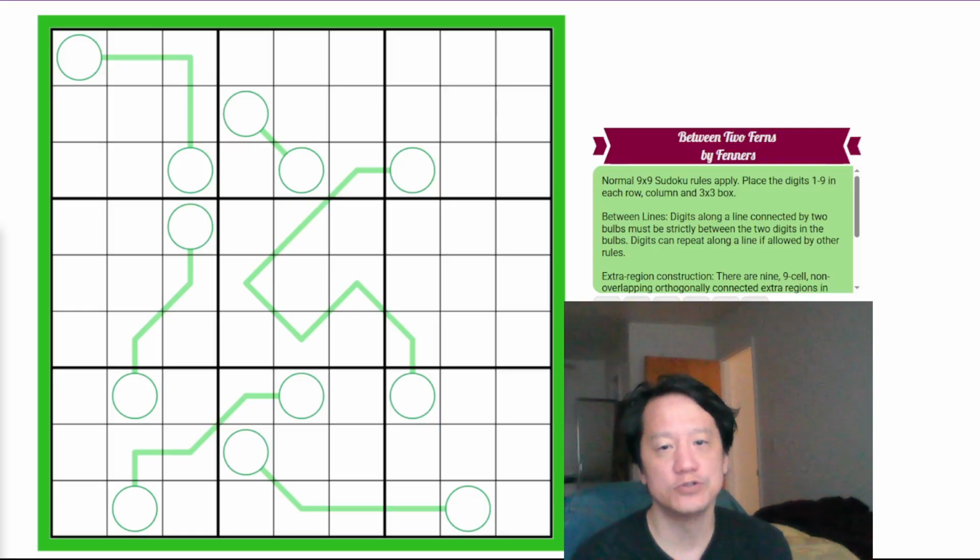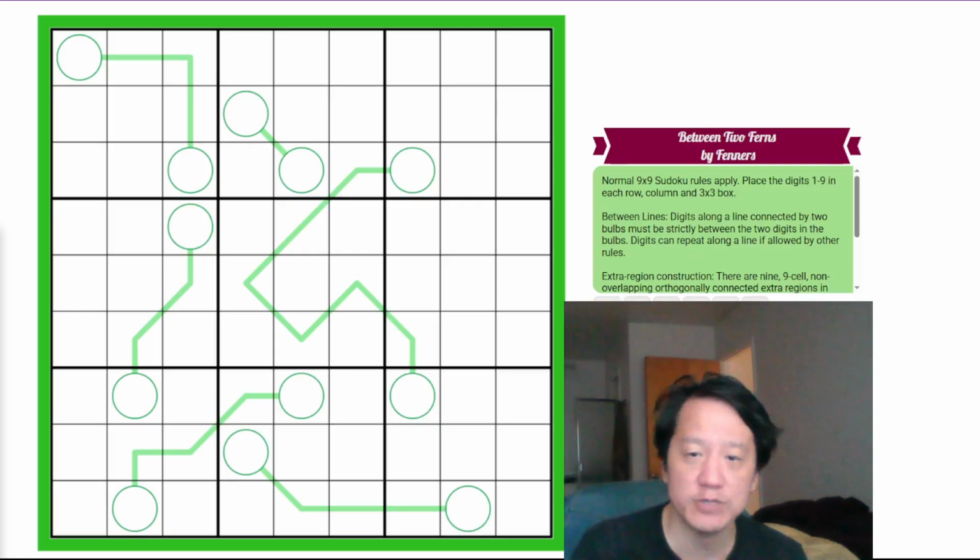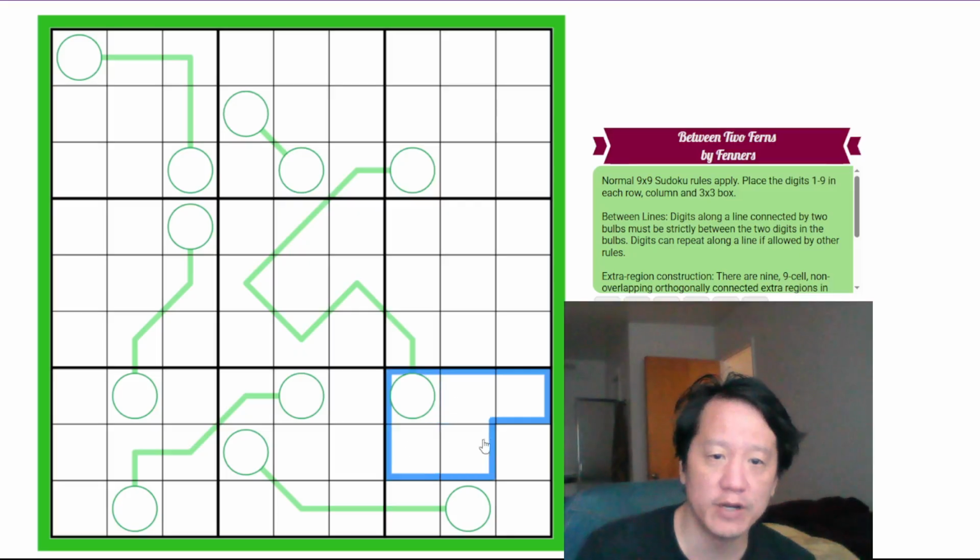And here are the rules. Normal 9 by 9 Sudoku rules apply, which means place the digits 1 through 9 in each row, column, and 3 by 3 box.